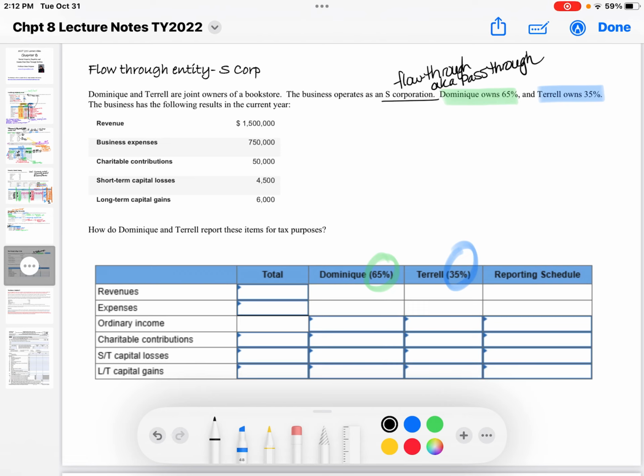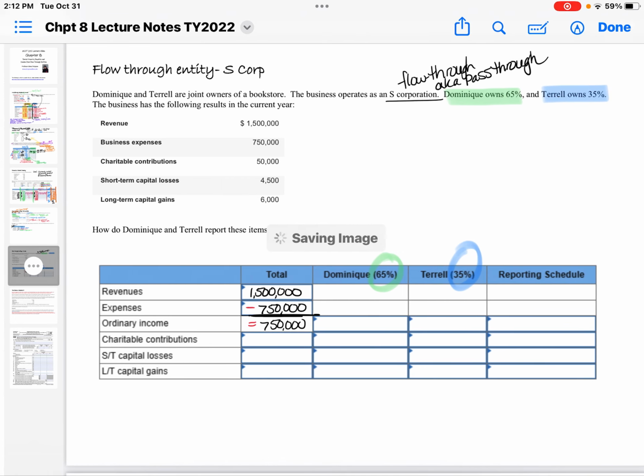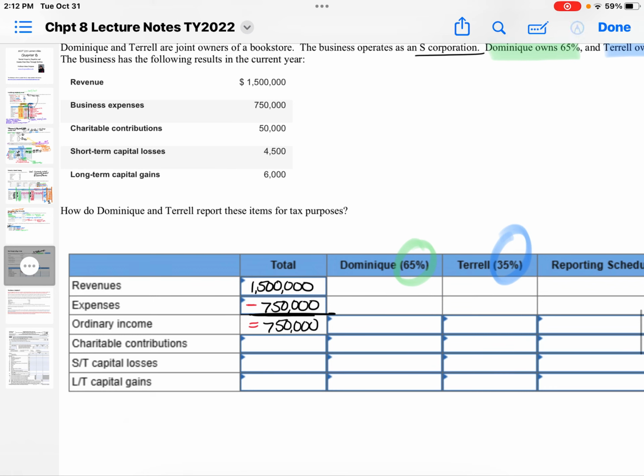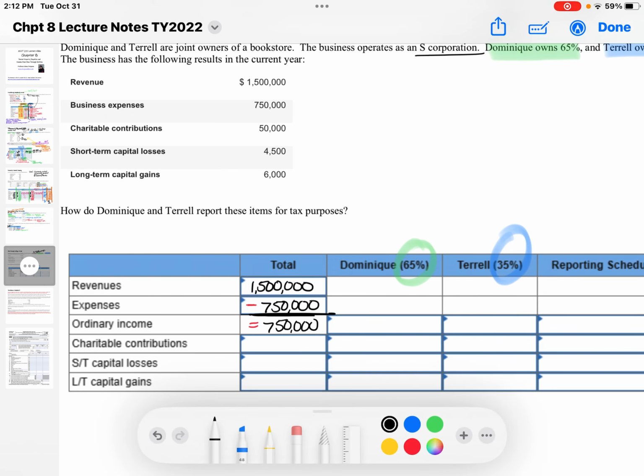Revenues and expenses. So I've got $1,500,000 in revenue. Expenses are $750,000. So of course you would subtract that, and let's make sure you can see that. You would subtract that number, and that would equal $750,000. That's the income. So yeah, it's basically half. So kind of confusing there, but now we split that.